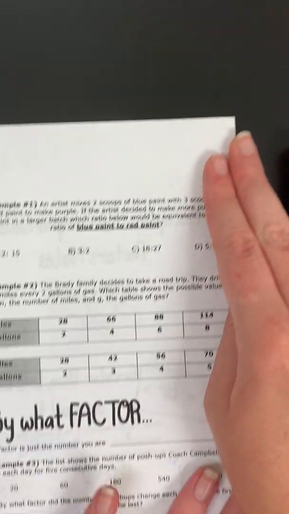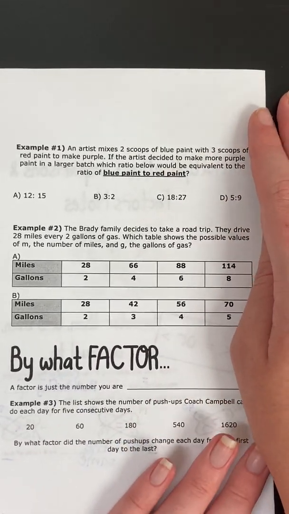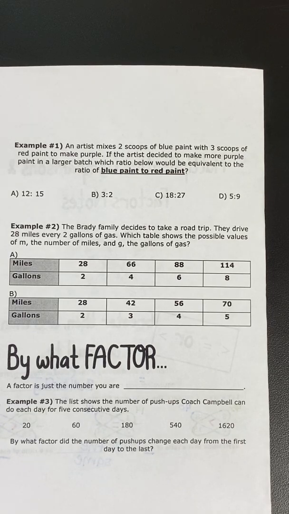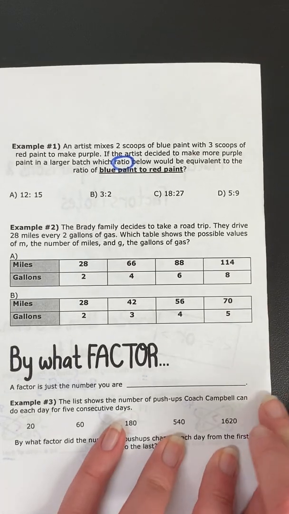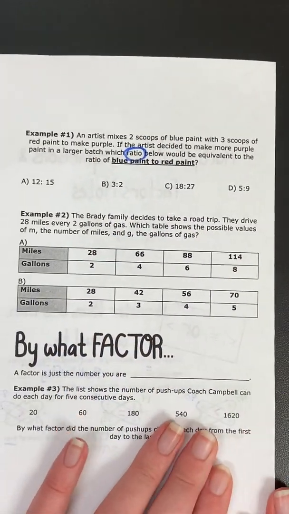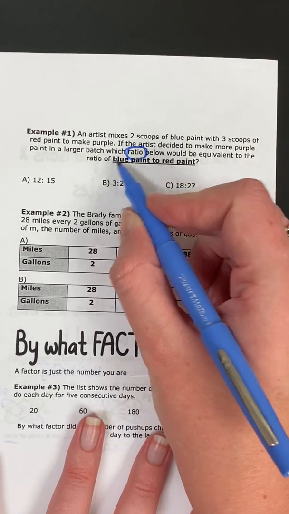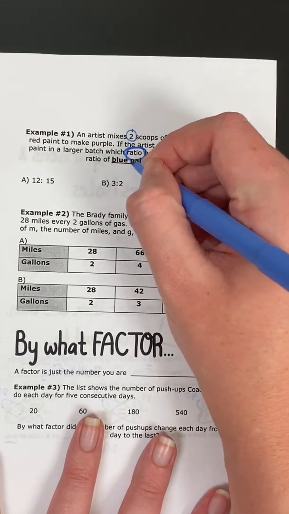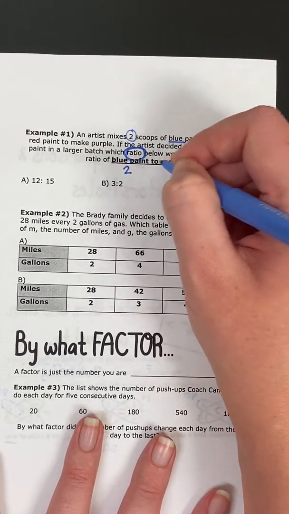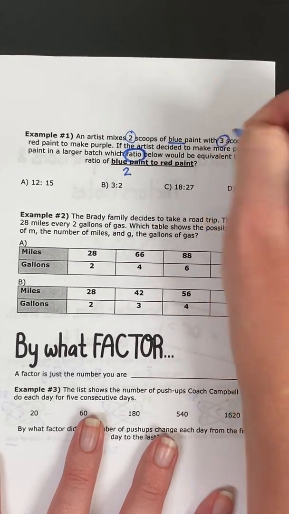The next thing we're going to talk about is how to use that in a word problem. So it says an artist mixed 2 scoops of blue paint and 3 scoops of red paint to make purple. If the artist decided to make more purple paint in a larger batch, which ratio below would be equivalent to the ratio of blue paint to red paint? So there's a few things we need to look at. First, it says ratio. If we see the word ratio, that's a key word. We know we are working with the ratio. Next, I need to find, it says blue to red. Order matters. So how much blue did I have? It said I had 2 blue. So I'm going to write 2 because I have 2 blue. And then red was 3 red.